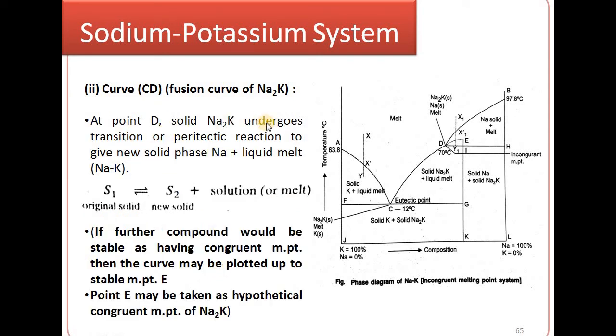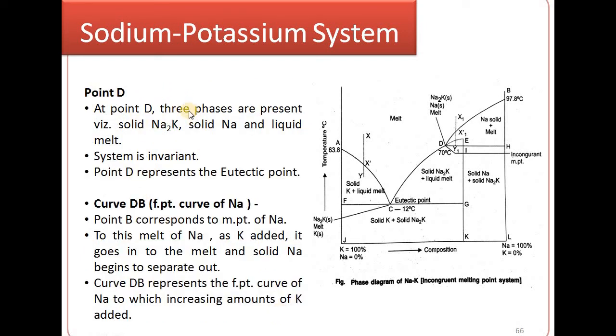At point D, the solid Na2K decomposes to give solid phase Na plus liquid melt NaK. So S1 is decomposing to give S2 plus liquid melt. If the compound were stable with a congruent melting point, the curve could be extended up to a stable melting point E, which is not possible in the present case. So point E may be taken as the hypothetical congruent melting point of solid Na2K. This will be known as the hypothetical congruent melting point of disodium potassium.